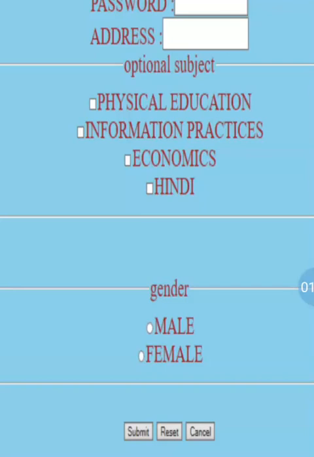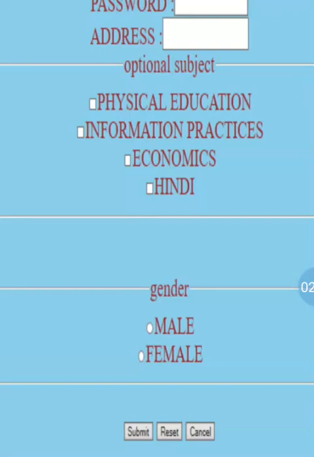In a password field, there is a box which holds the password as hidden characters, which can be shown using stars and other symbols. A big blank box is available and associated with address. It is known as a text area. Apart from this, we have grouped some check boxes in a box which is known as a field set. It contains 4 check boxes: physical education, information practices, economics and Hindi, where the user can select more than one option.